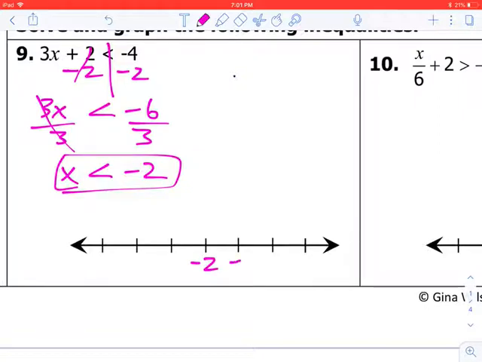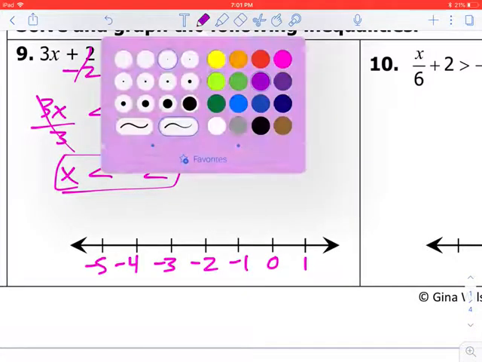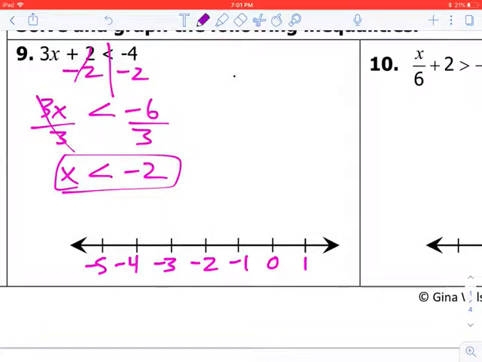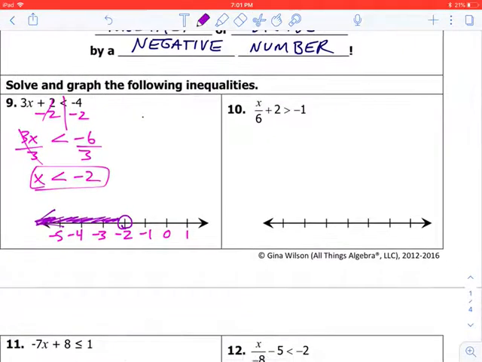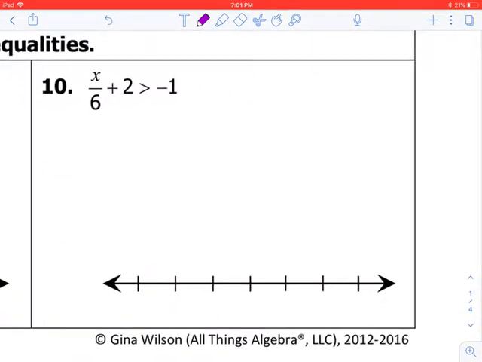And then I have negative 1 and 0 and 1, negative 3, negative 4, negative 5. You don't have to label every single part of that, but get a few numbers on there. And then look at your inequality. No underline, so it's an open circle, and it's pointing to the left. So there's my shading going that way. And that's it. Okay. So same thing on number 10, and then we'll go to the back side.